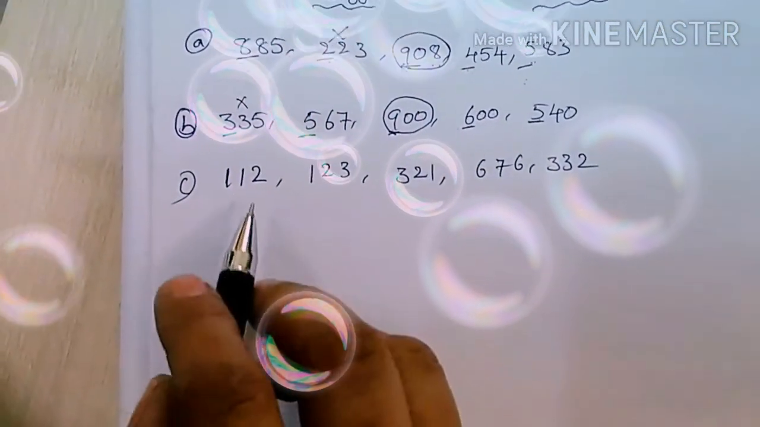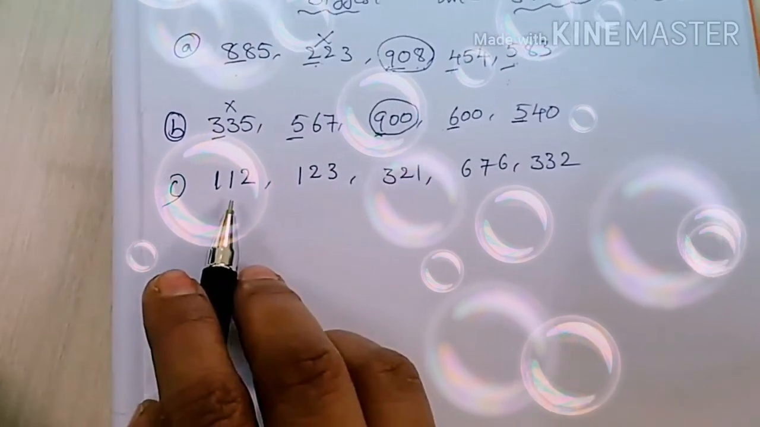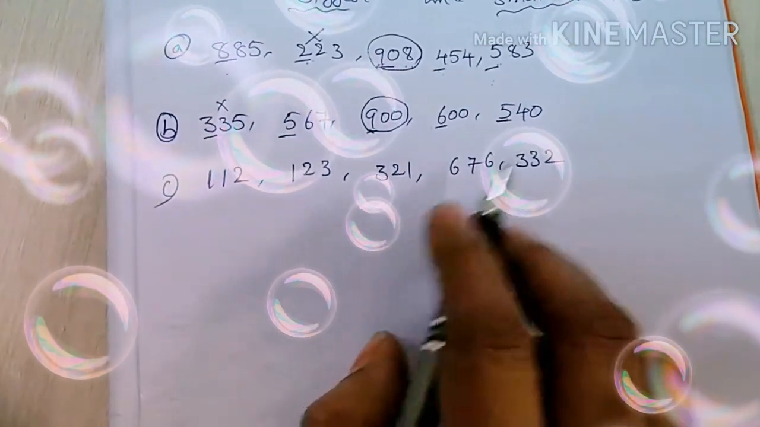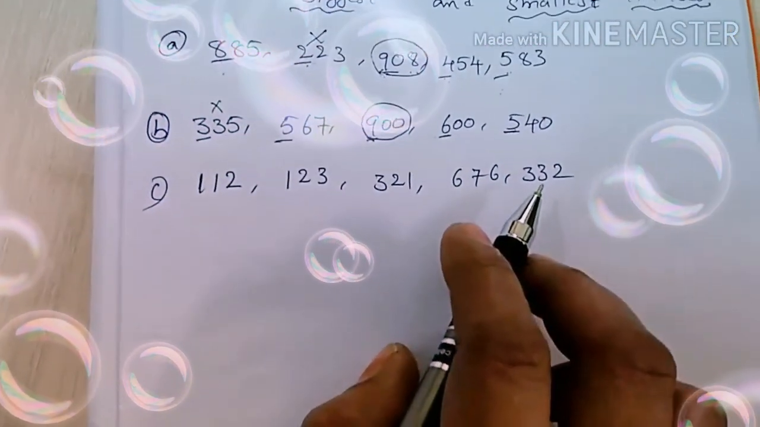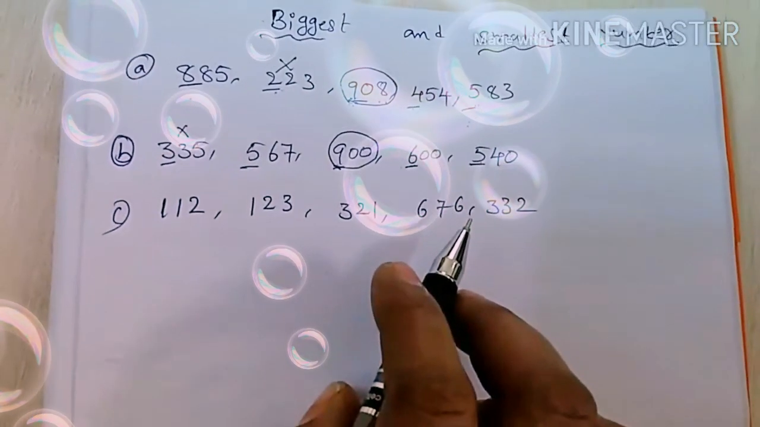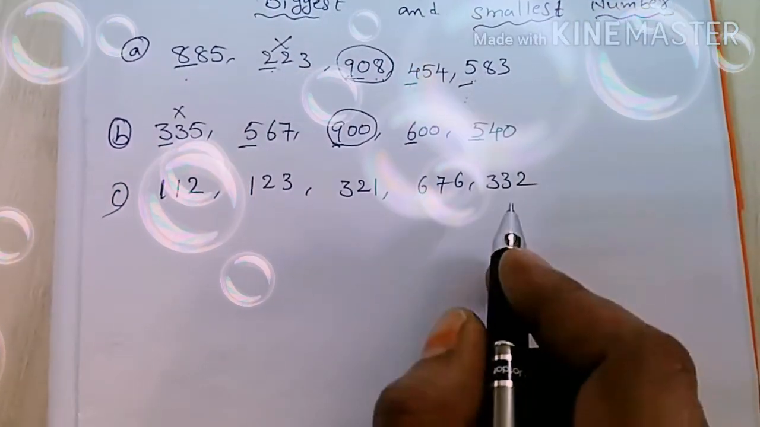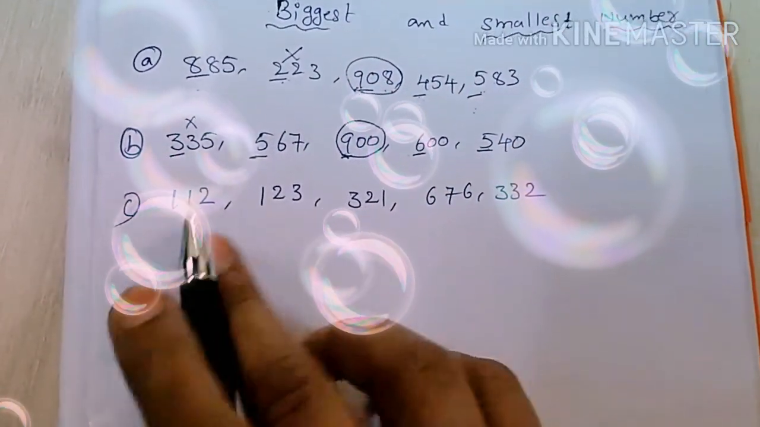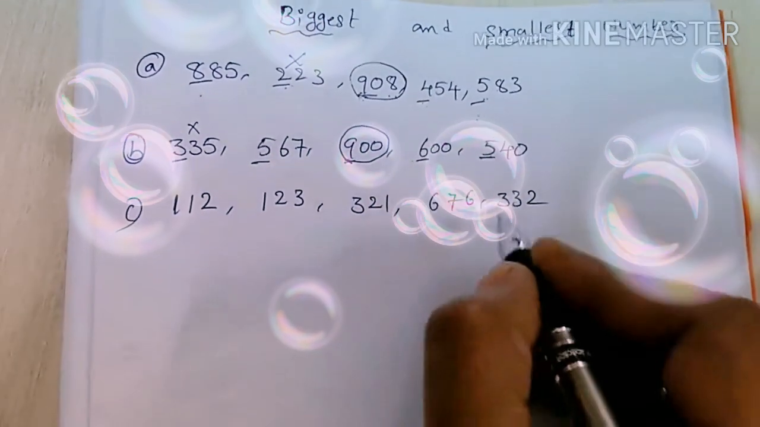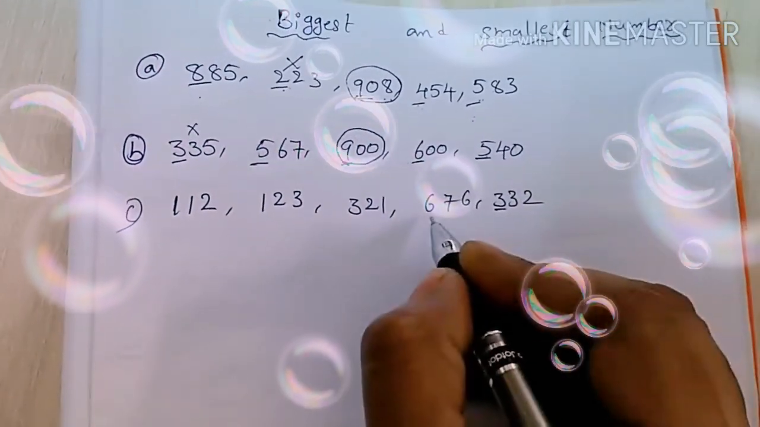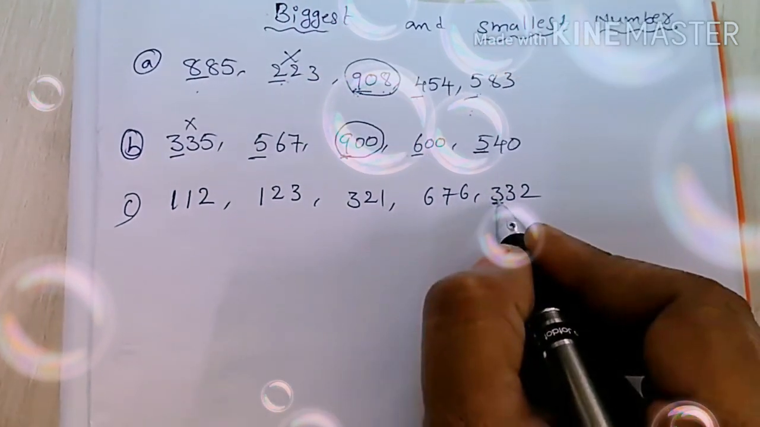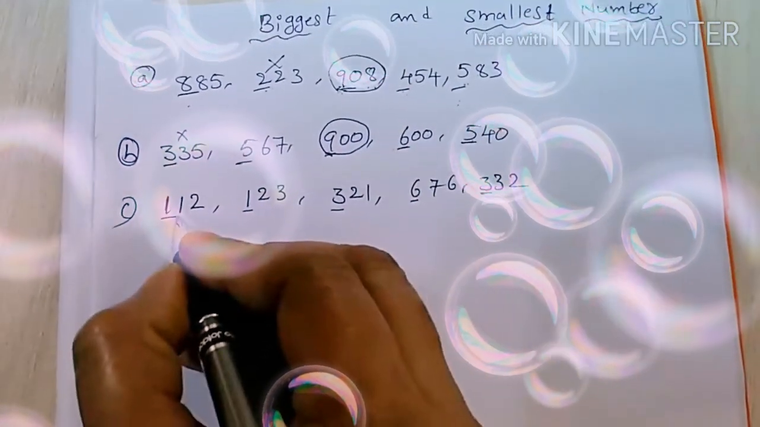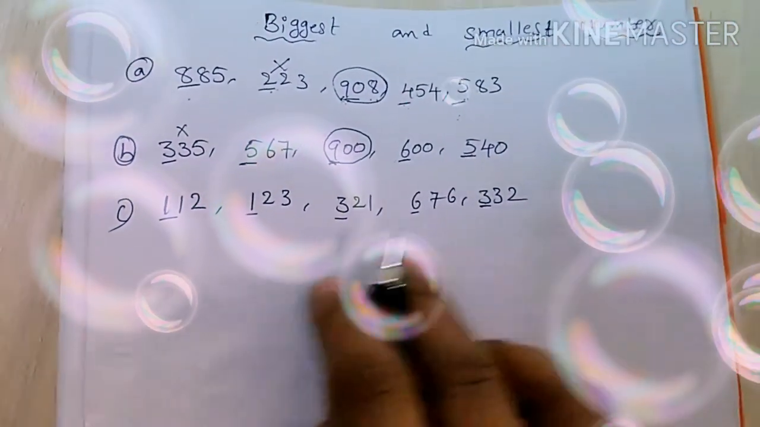Now come to another example. See here: 112, 123, 321, 676, 332. So now children, here we have to identify the biggest number as usual. See the place values: ones, tens, hundreds. So all are having hundreds place value. So in the hundreds place value, what are the numbers? 300, 600, 300, 100, 100. So here, which is the biggest number?